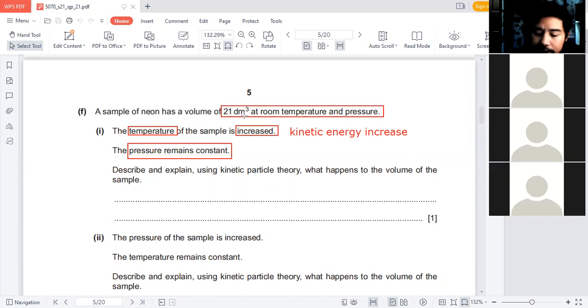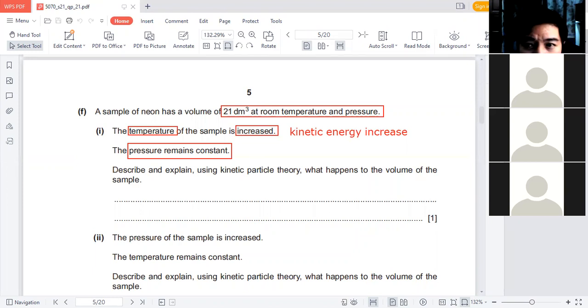So why is it higher? The reason is because the kinetic energy increases, so the particles are going to bump into each other more. So that's why the volume increases. So far so good. Okay, good. Any question? Belum.